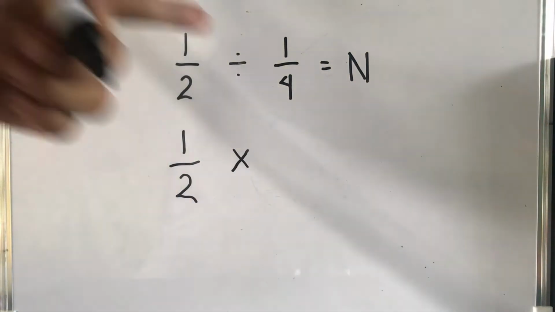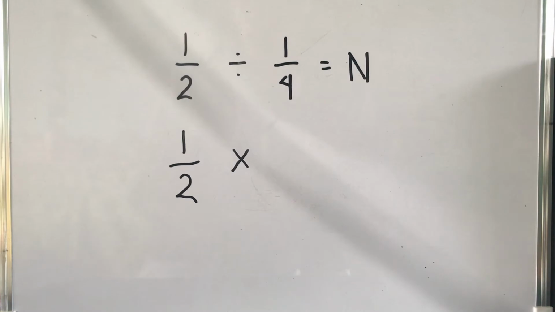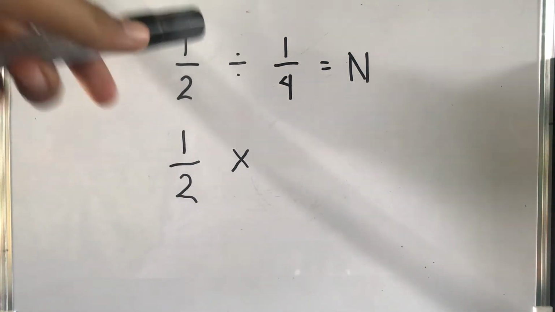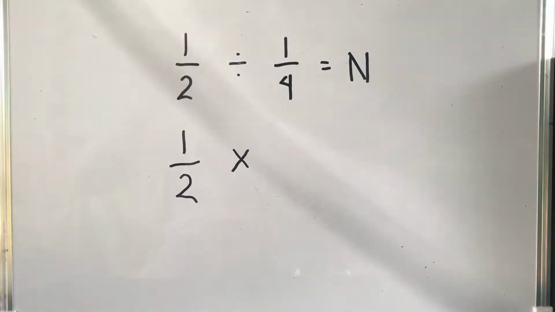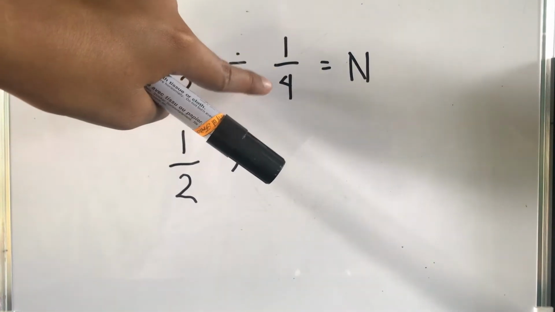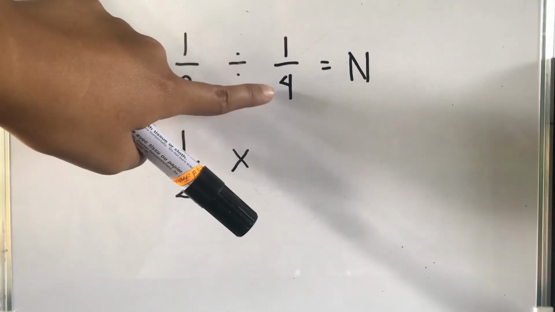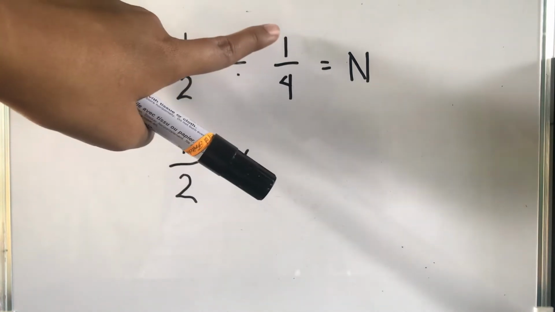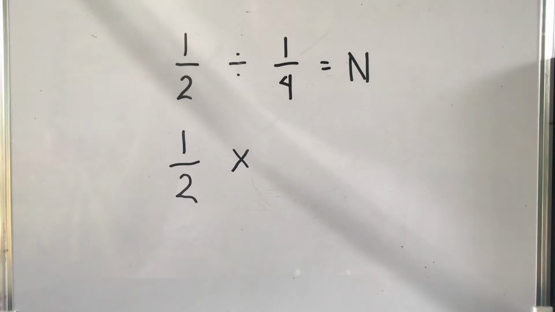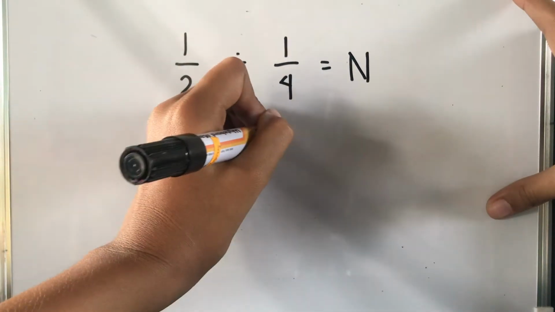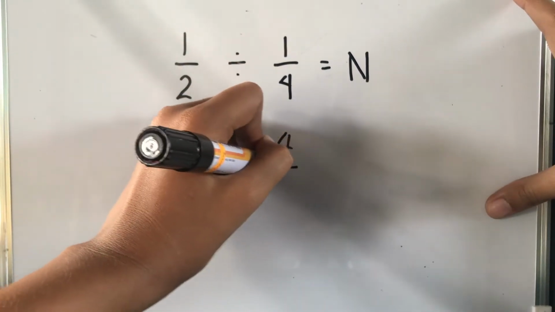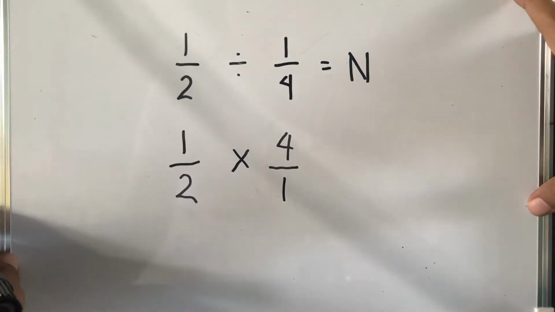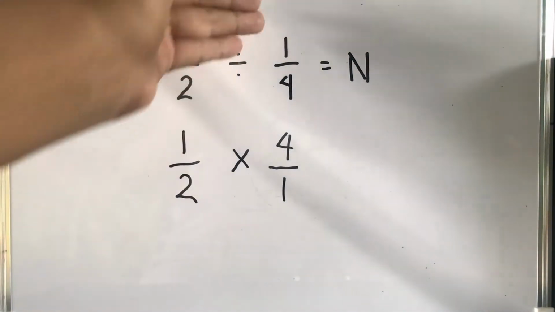And the divisor, we will find its reciprocal and write it down. Reciprocal means it is the opposite. For example, 1/4: we will interchange the denominator and the numerator. The denominator now becomes the numerator and the numerator becomes the denominator. In short, it will become 4/1. So that's the reciprocal of 1/4.